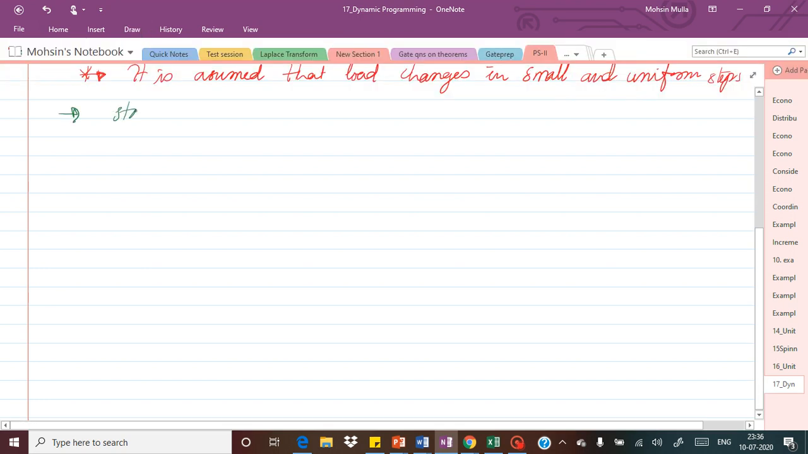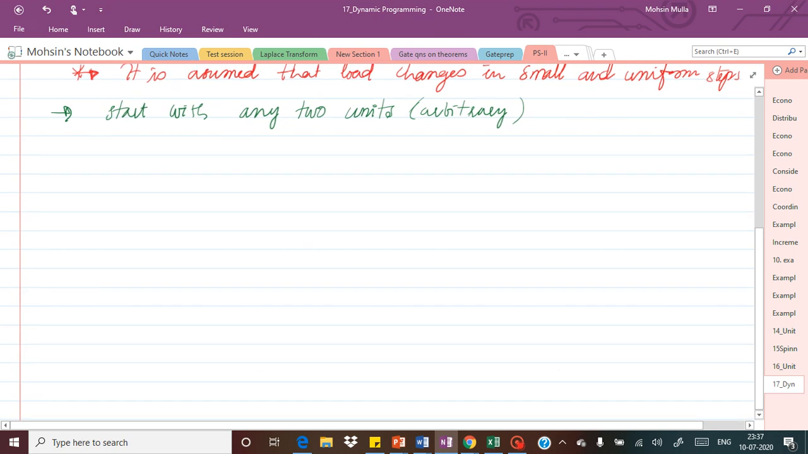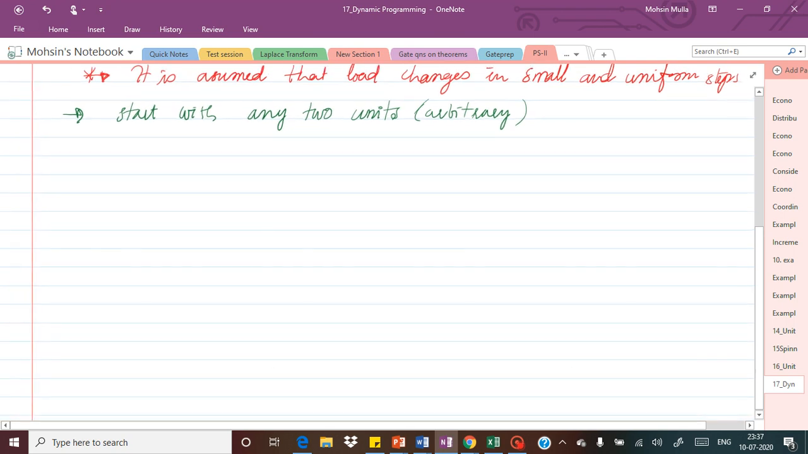Okay, so we are going to start with Ne2 arbitrary units. Suppose there are a number of units available, like 10. Out of those 10 units, we take Ne2 units arbitrarily. There is no fixed process to decide the units, just select any two units. Using any two units, the most economic combination is obtained.